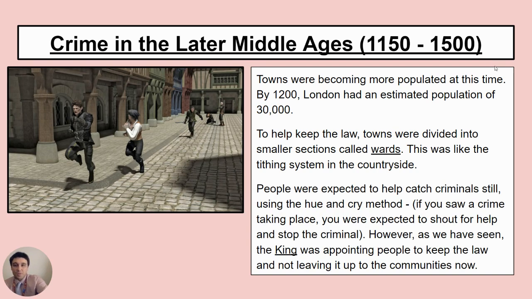Now, people were expected to help catch criminals still, using the hue and cry method. And again, if you saw a crime taking place, you would shout for help, you would chase the suspect yourself. So there's still some parts of the community getting involved. However, as we've seen, the king was appointing people now to keep the law, with things like the Justices of the Peace. And he's not just leaving it up to the communities. The king is now deciding who should be in charge of the law in areas as well.